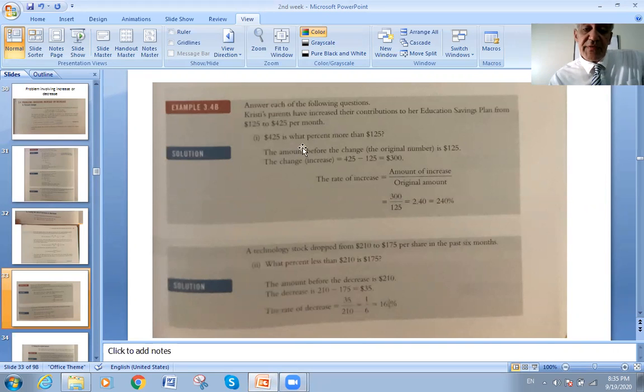It is saying answer each of the following questions. Christie's parents have increased their contribution to the education savings plan from $125 to $425 per month. $425 is what percent more than 125? So he wants to check how far is the increase or the decrease. Is the 425 more than 125? How far, like, how far is the increase in percentage?